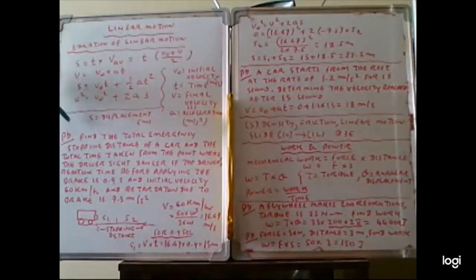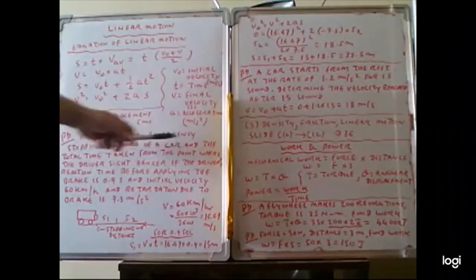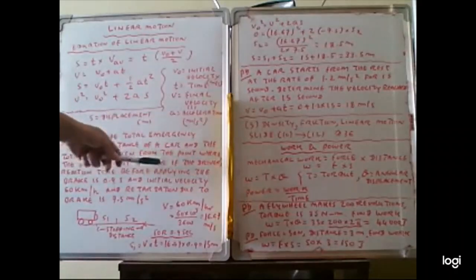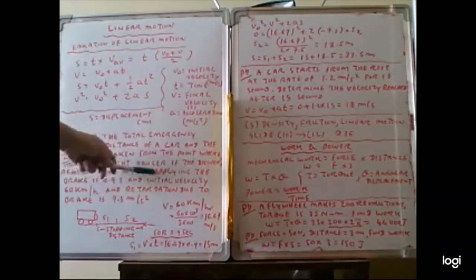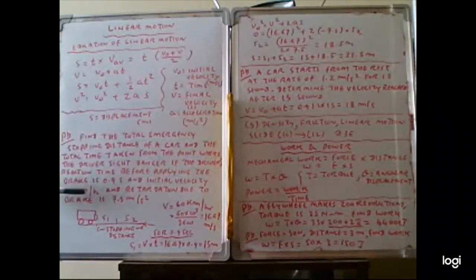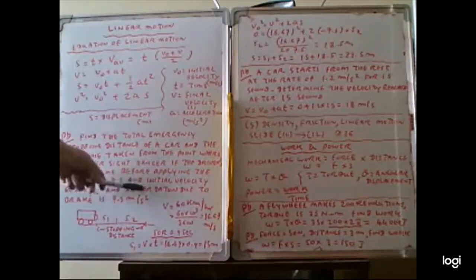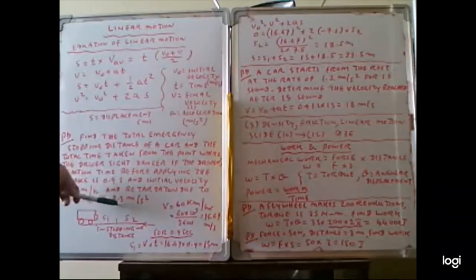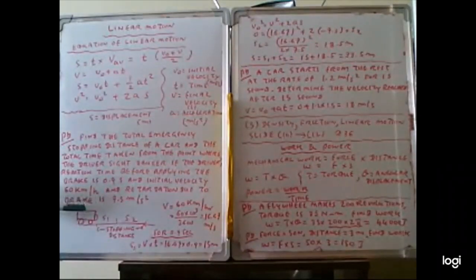Okay, we solve this problem. Find the total emergency stopping distance of a car and the total time taken from the point where the driver sights the danger, if the driver's reaction time before applying the brake is 0.9 seconds, the initial velocity is 60 km/h, and the retardation due to the brake is 7.5 m/s squared. So this is the car. When the car is driving, the driver sees something wrong, so he has to apply the brake. So this is the time before applying the brake.